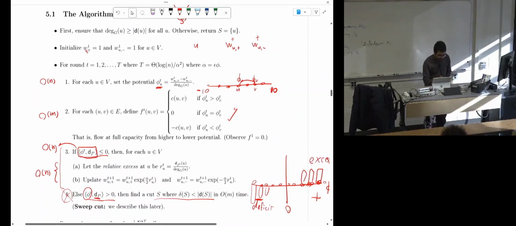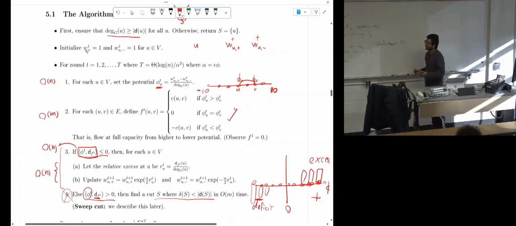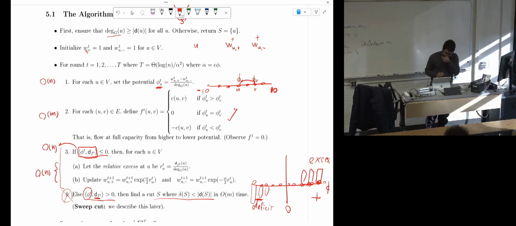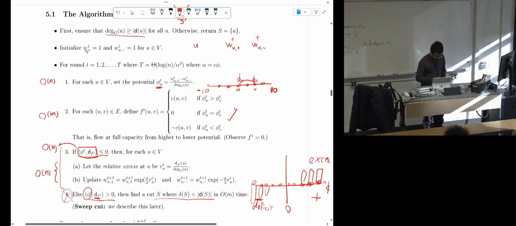We first check if there is some trivial cut that we can just return, by looking at the demand on each node and seeing if it's more than the degree. If so, then you can just return the cut. Otherwise, we make a first check here. And then what we do is start the weights on each node, plus weight and minus weight. Initialize them with 1, then define the potential.